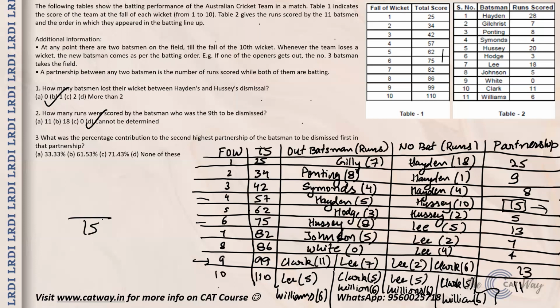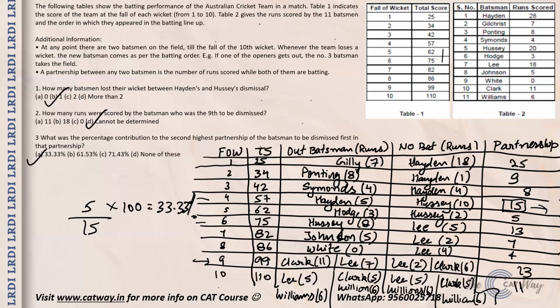Now, it is asking for the contribution of the batsman dismissed first in that partnership. That partnership was between Hussey and Hayden. So the person who got dismissed first was Hayden. So his contribution in that partnership was 5 runs. So how much percentage is it? It is 33.33%. So the correct answer is option number A, 33.3.